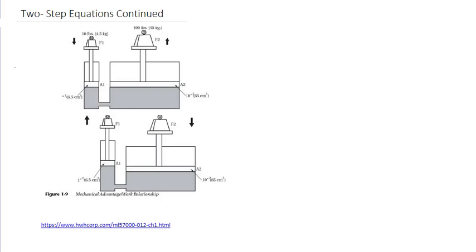Two-step equations continued. Here we have our hydraulic system. Now we're going to cover over a few things to understand a certain relationship. We can see we have our smaller piston on the left and our larger piston on the right. We can put 10 pounds on our smaller piston, which is our input, and as a result we can get 100 pounds, so it gets multiplied.